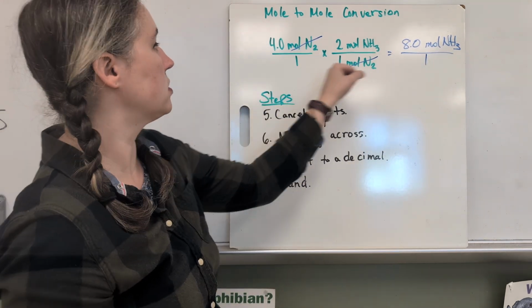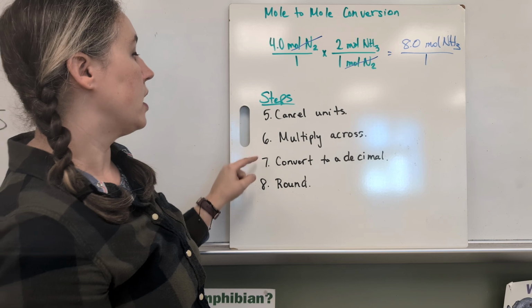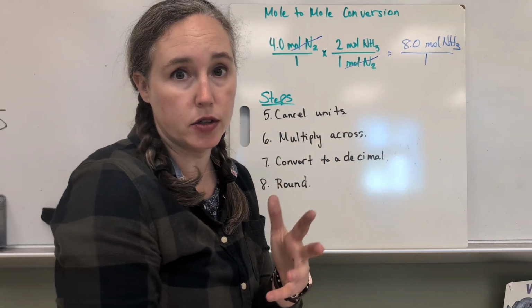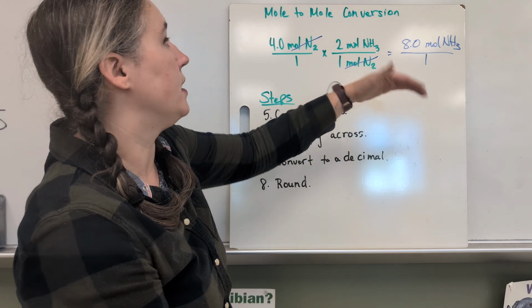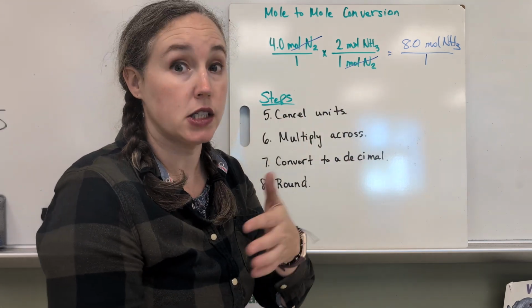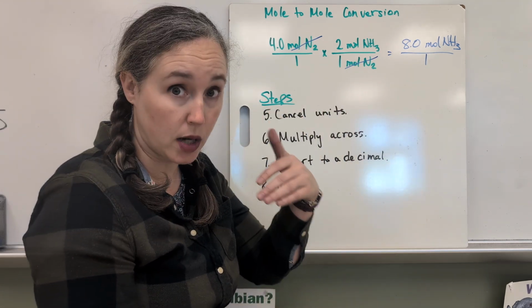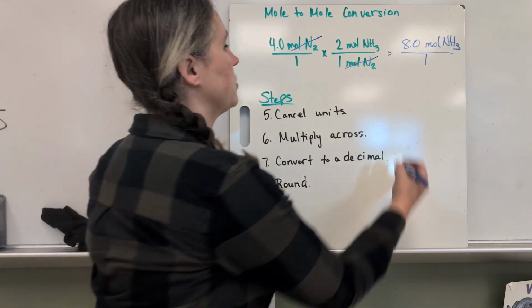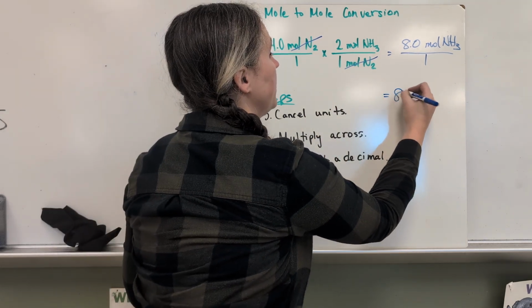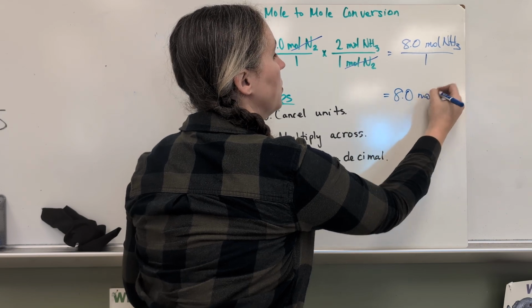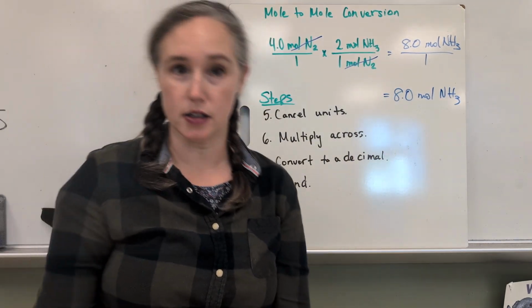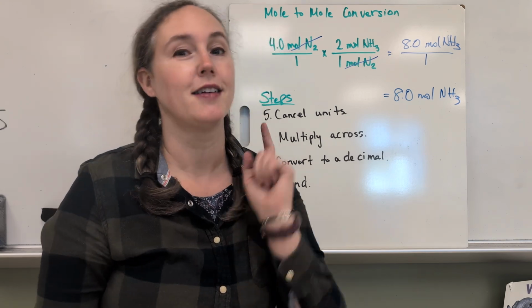our denominators, multiply across, 1. Convert this to a decimal and round however your teacher asks you. In this case, since we had 2 significant digits in the problem, 4.0, we want to have 2 significant digits in our final answer. So the final answer will be 8.0 moles of NH3. And that's how you do mole conversion. Keep practicing.